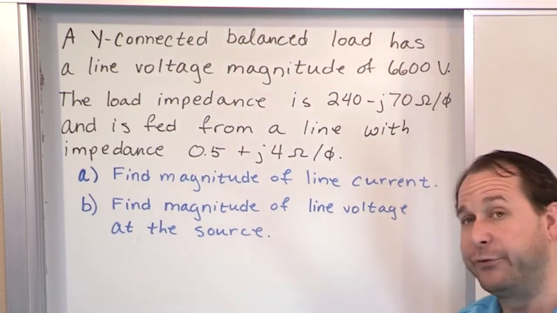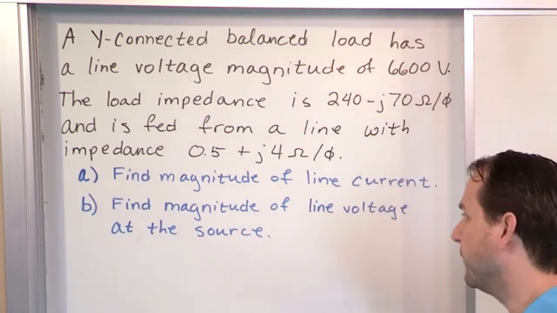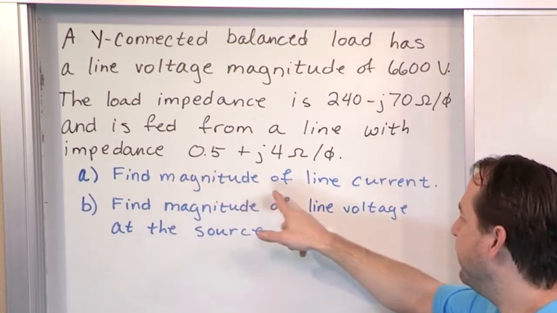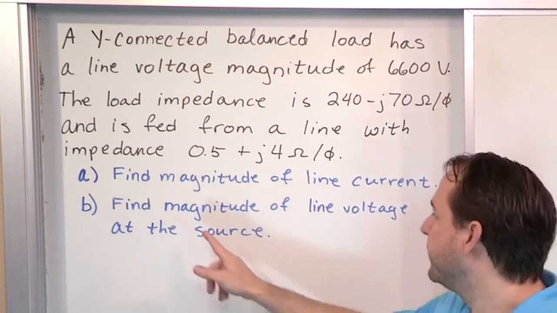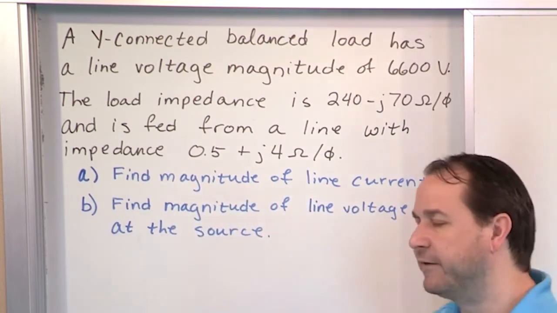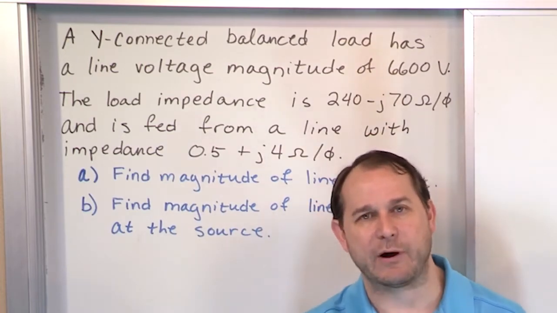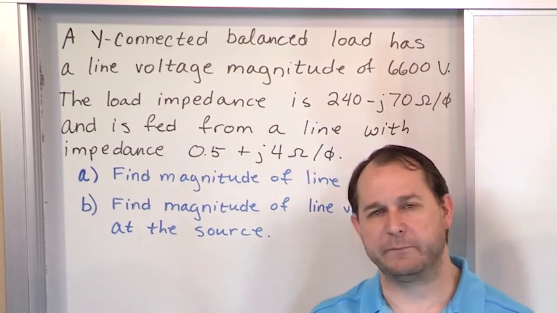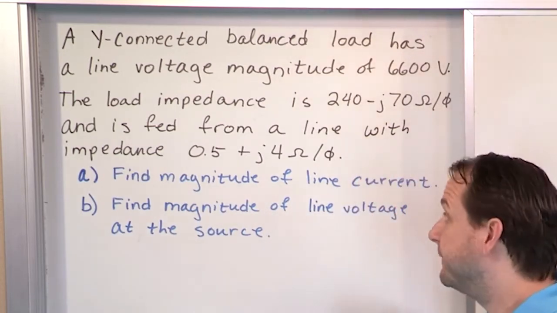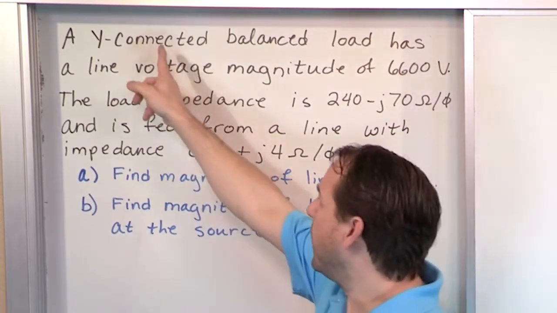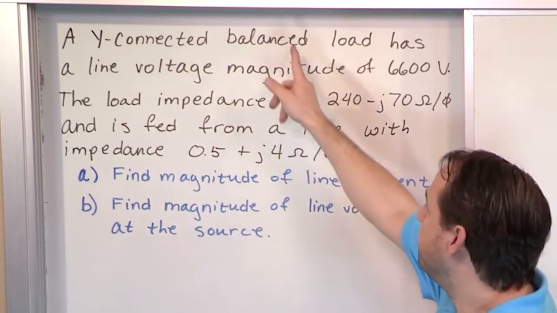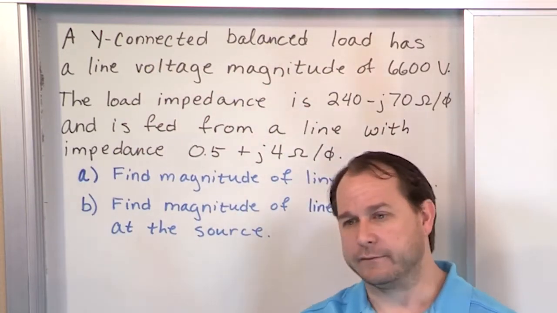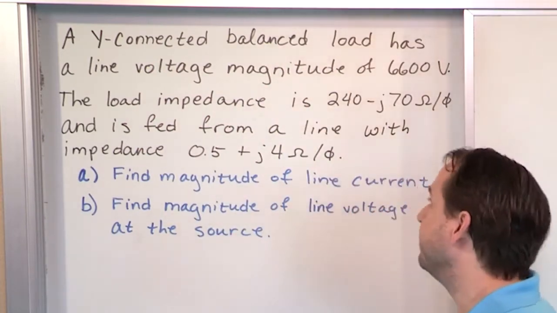Now we're asked to find two things completely independent of one another. The first is we want to find the magnitude of the line current, and we want to find the magnitude of the line voltage at the source. This is an excellent problem to illustrate why I spent so much time before discussing all of the fundamental building blocks. Because, first of all, it's telling you it's Y-connected. You know what that means now. It's balanced. You know what that means now. All the load impedances, for instance, have to be the same.